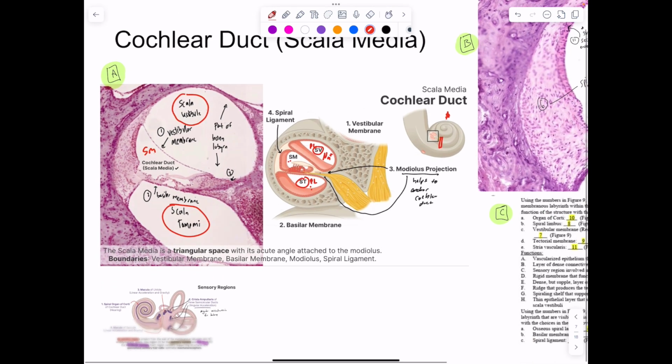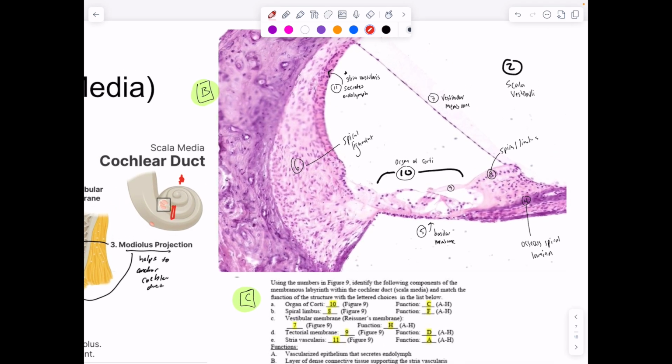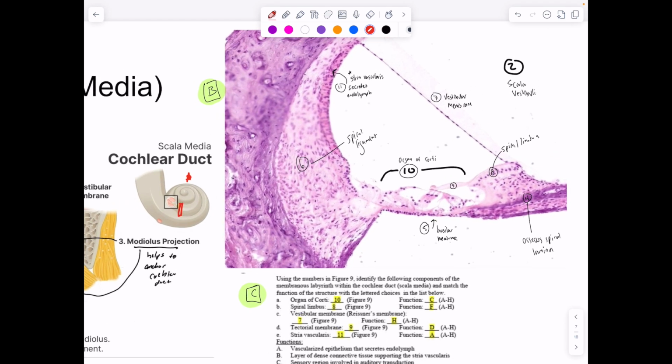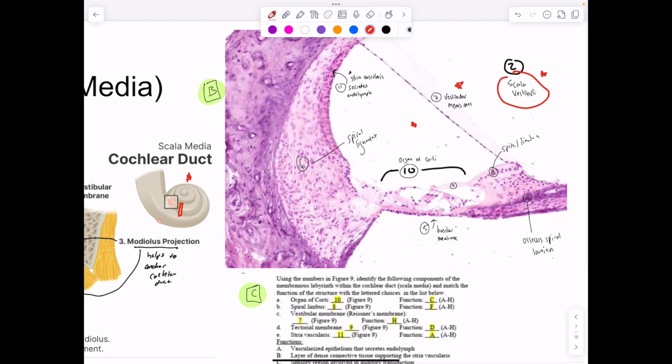Okay, so then what are the actual parts? Because we care about what's going on here. So to start to get into that, we're just going to start very basic. So we have the scala vestibuli. What separates the scala vestibuli from the scala media is this vestibular membrane, and that just, as we said, separates the 2 compartments. Then in our scala media, we have the organ of Corti, which contains our hair cells, which are right here, but we'll talk about those in a minute.